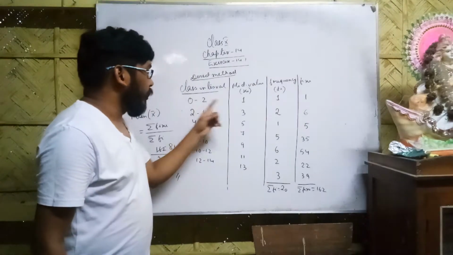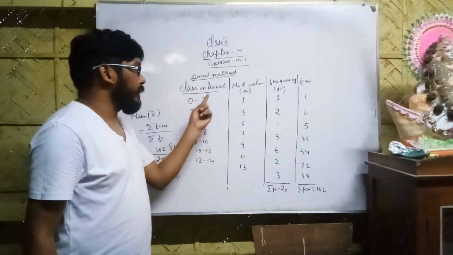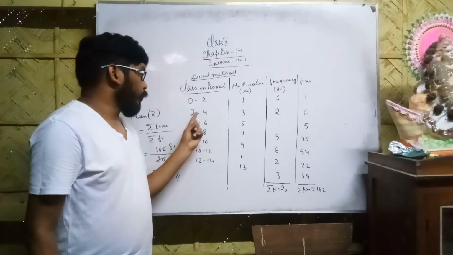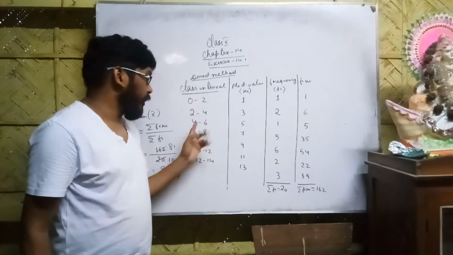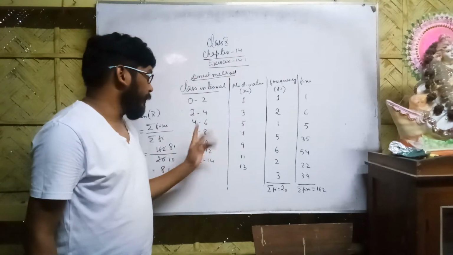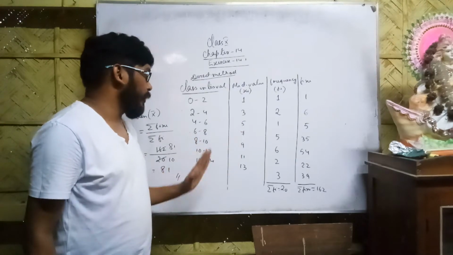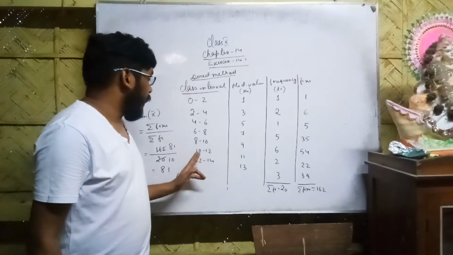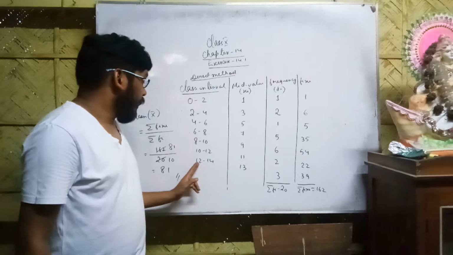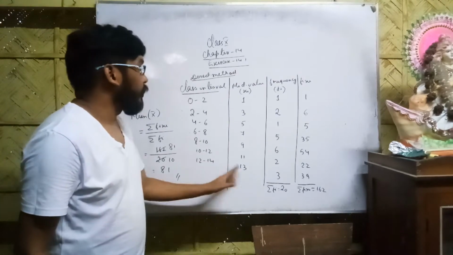What is the rule to find out mid value? You add lower limit plus upper limit divided by 2. 1 plus 2... 2 plus 4, 6. 6 divided by 2 is 3. 4 plus 6, 10, so 5. 6 plus 8, 14, divided by 2, 7. 18 divided by 2, 9. 22 divided by 2, 11. 26 divided by 2, 13.